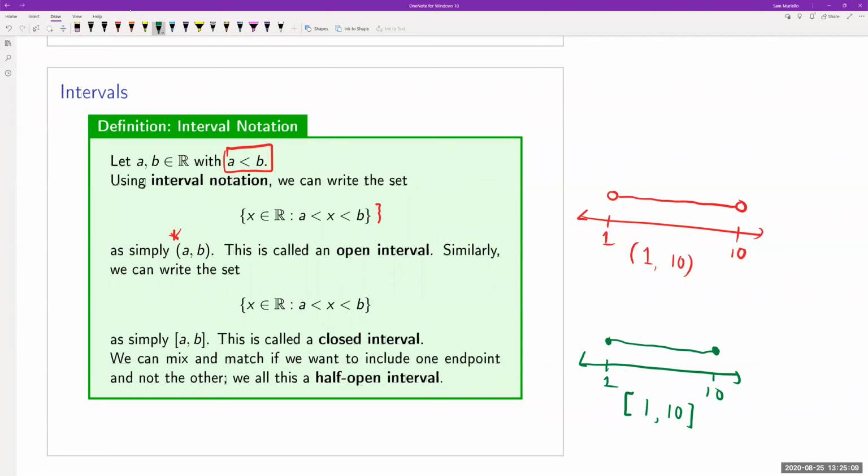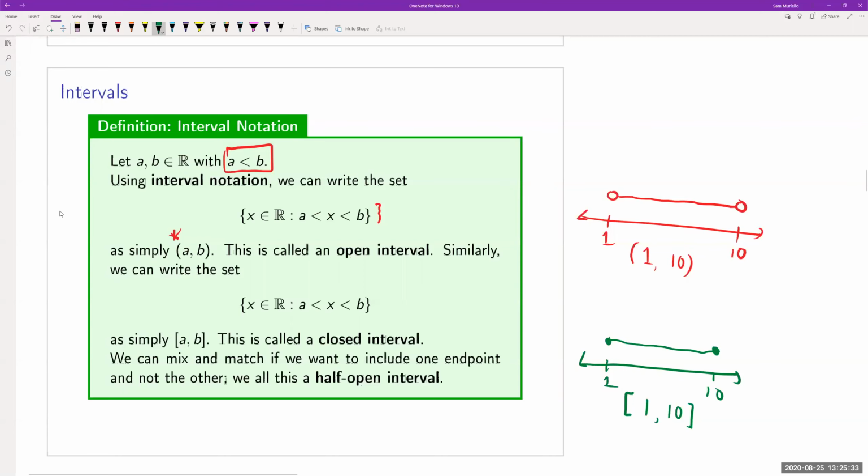So everything from 1 to 10, including 1, including 10, and including all numbers in between, including fractions, decimals, irrationals, rationals, all of those together. Sometimes we want to include one but not the other, and in that case we would mix and match the symbols. We would use a closed circle and an open circle, or an open parenthesis and a closed bracket together. You might call this a half open interval.